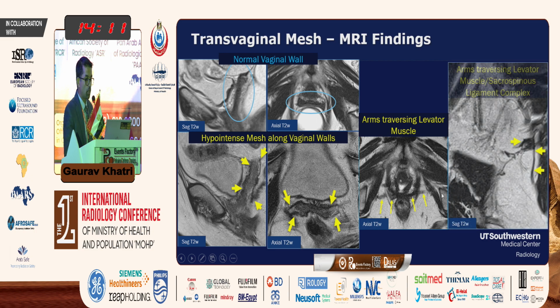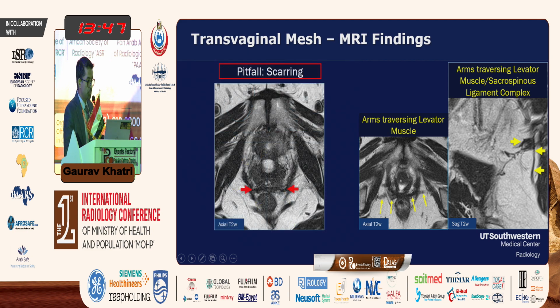If you also look posteriorly, you can see this arm going through the sacrospinous ligament, which is this structure, and going back into the ischiorectal fossa. So it's very important to always check the anterior vaginal wall, the posterior vaginal wall, the puborectalis, the ischiorectal fossa on either side, as well as the sacrospinous ligament, to make sure none of the mesh arms are going laterally there.